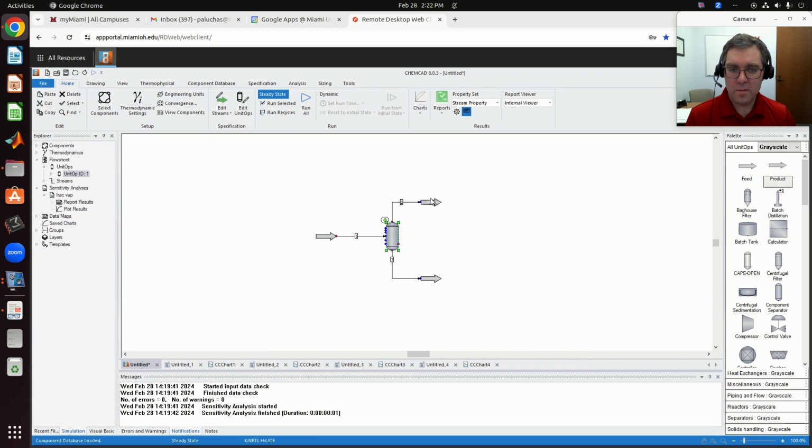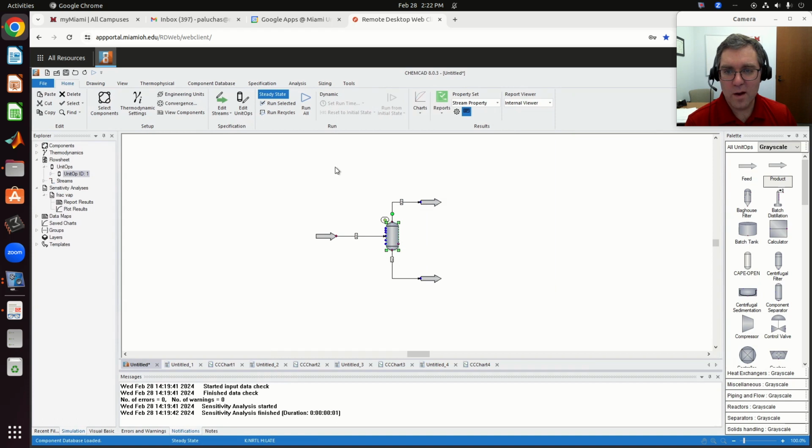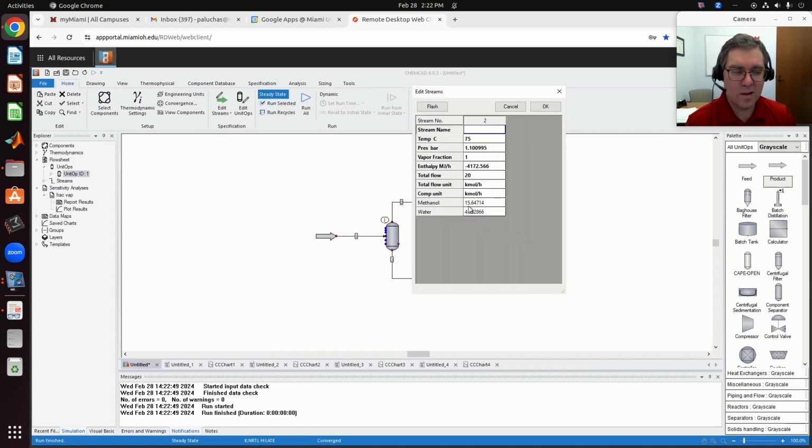Let me just click on it now. This should still be from the case of fraction vaporized at 0.2, with 15.69 kilomoles per hour of methanol coming out in the vapor. If I run now with SRK to account for vapor phase non-idealities, you really don't see much of a difference. It doesn't make a significant difference for this system at 1 bar.